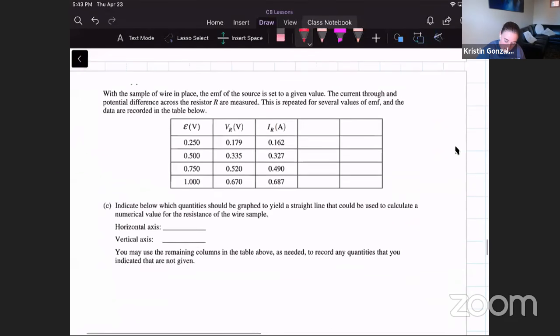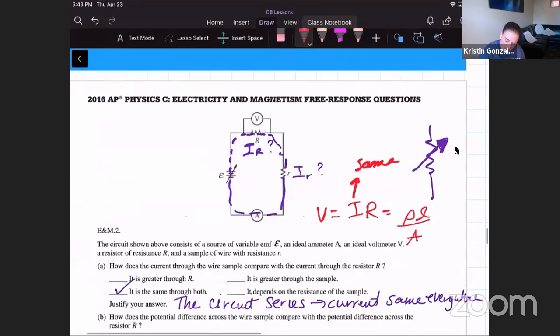Next part, with the sample of wire in place, the EMF of the source is set to a given value, and the current through and potential difference across the resistor R are measured. This is repeated for several trials of EMF, and the data are recorded in the table below. All right. So we're going to change the voltage on our power supply, and we're going to measure the potential difference across the resistor, and we're going to measure the current in the circuit. Okay.